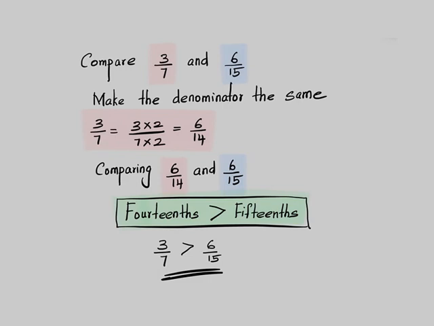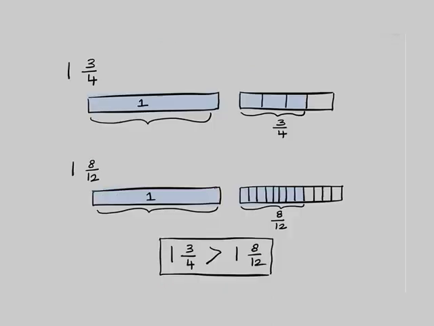So here you have to remember that 14ths are greater than 15ths. So that is how we know that 3/7 is greater than 6/15. Okay.